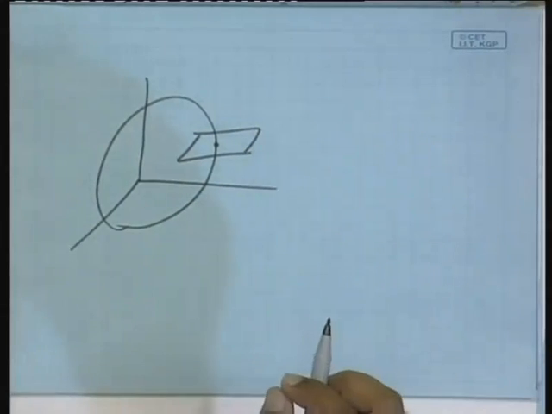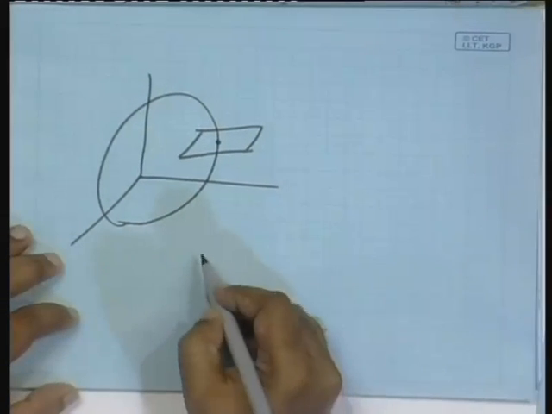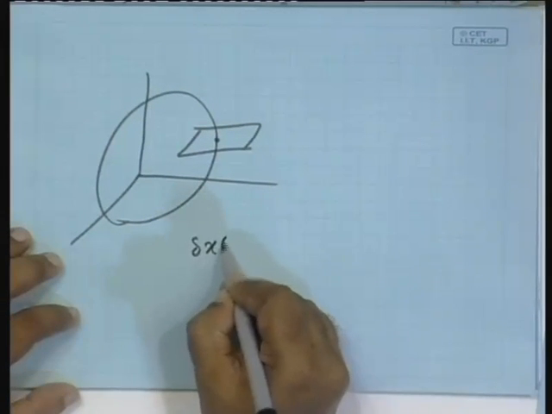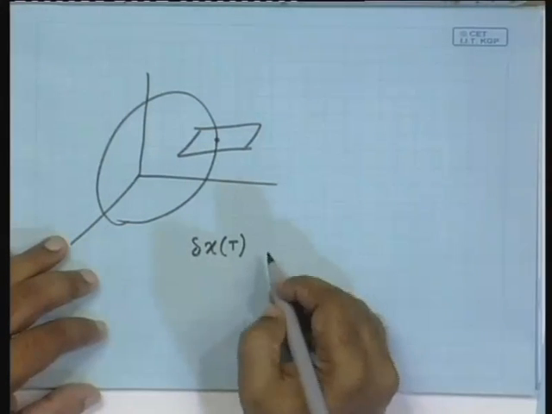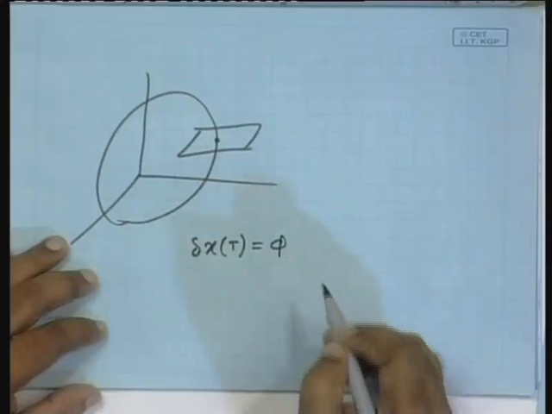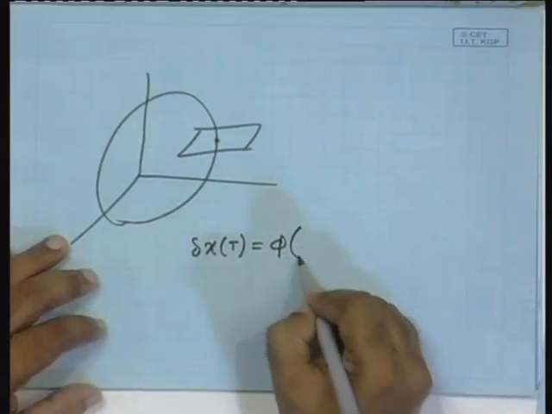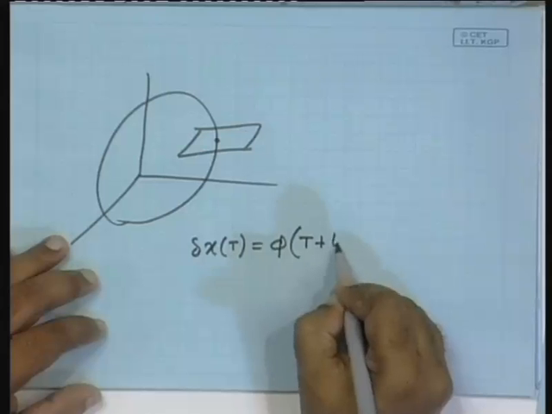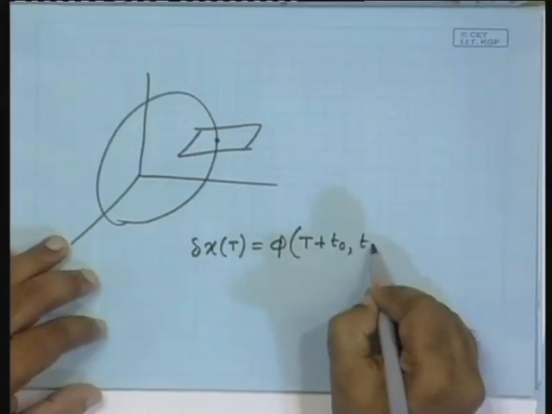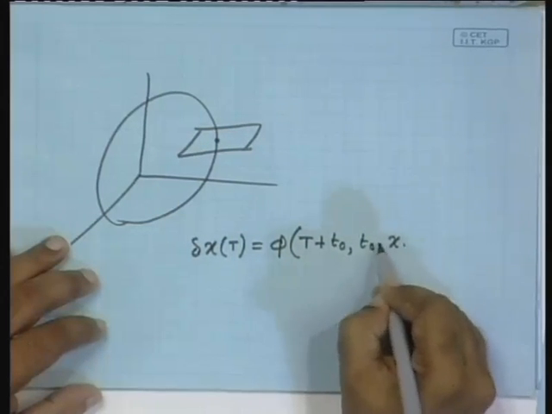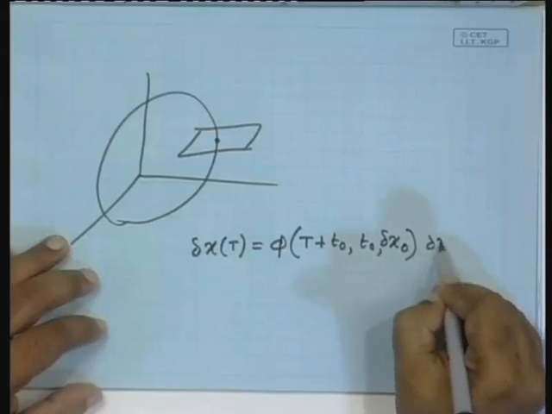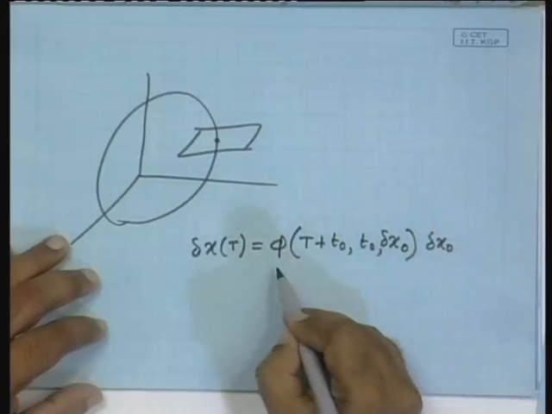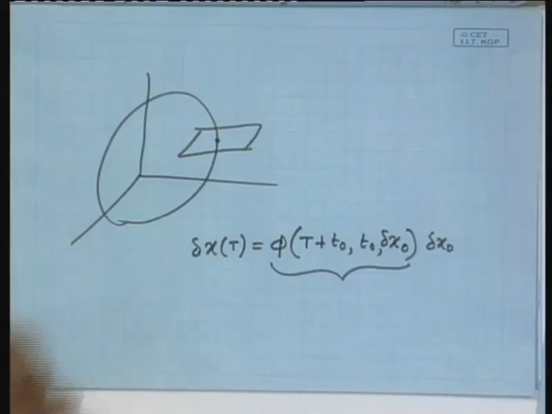So, from this point of view, essentially the crux of the problem becomes to find out delta x of t, where t is the whole cycle, is equal to phi, the function, of t plus t naught, where t is the final time, t naught is the initial time, and delta x naught is the initial perturbation, times delta x naught. So, the essential problem becomes to figure out this value.